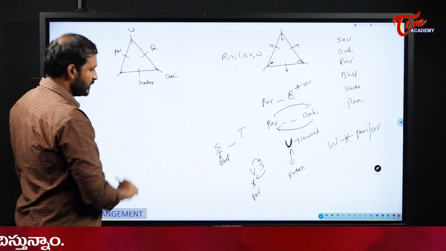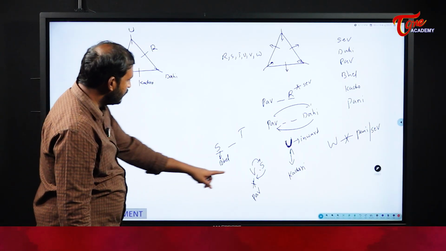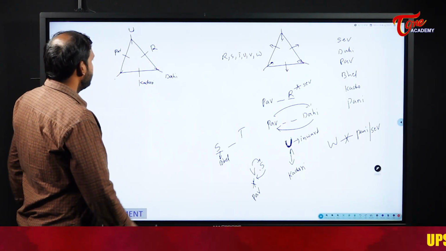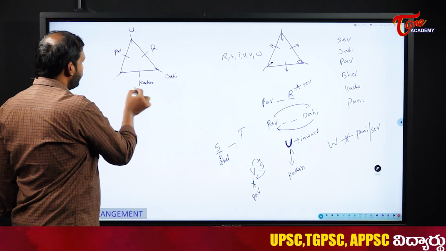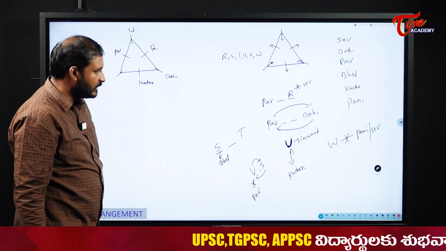Pav, dahi, kachori is done for us. Next I should write who? V and S are neighbors. So I can have V and S in these four positions. Okay, we will see it.